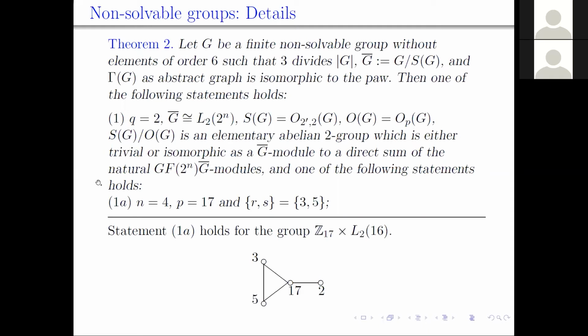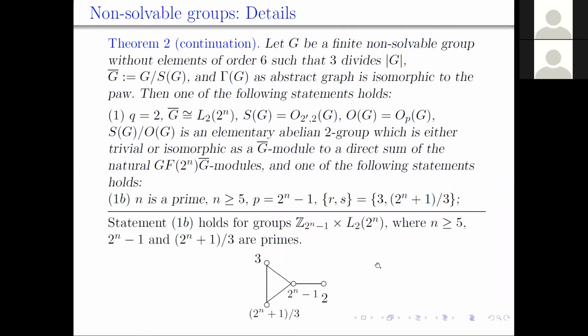For this case, there exist 2 possibilities. Possibility 1: n equals 4, P equal to 17, and the pair R and S is equal to the pair 3, 5. This possibility is realized for the direct product of a cyclic group of order 17 and L2 of 16. You can see on this slide the Gruenberg-Kegel graph of this group.